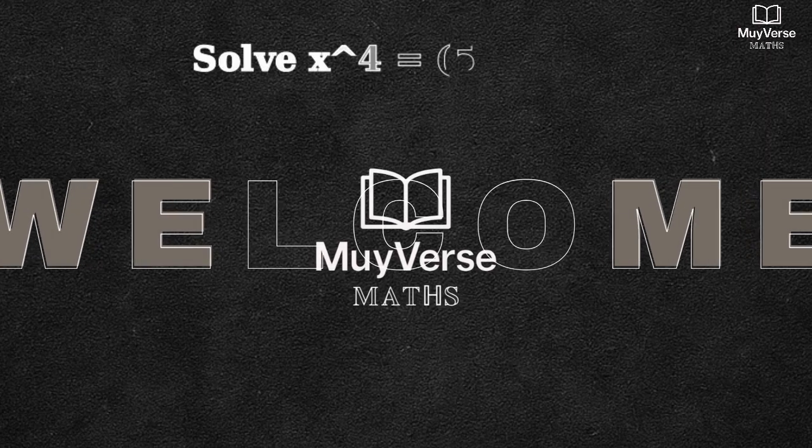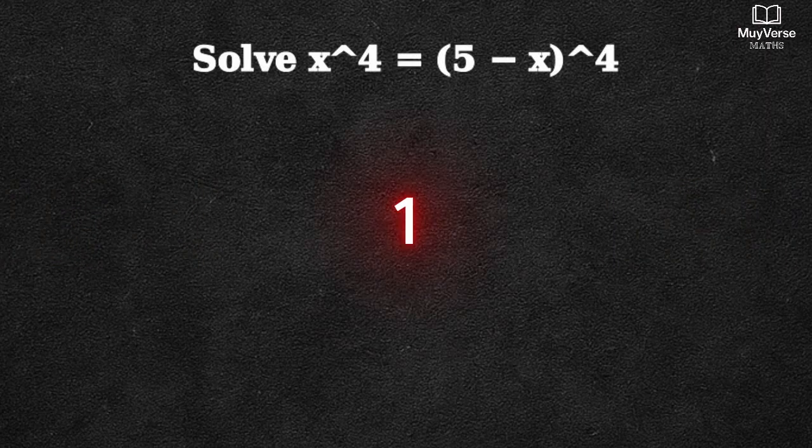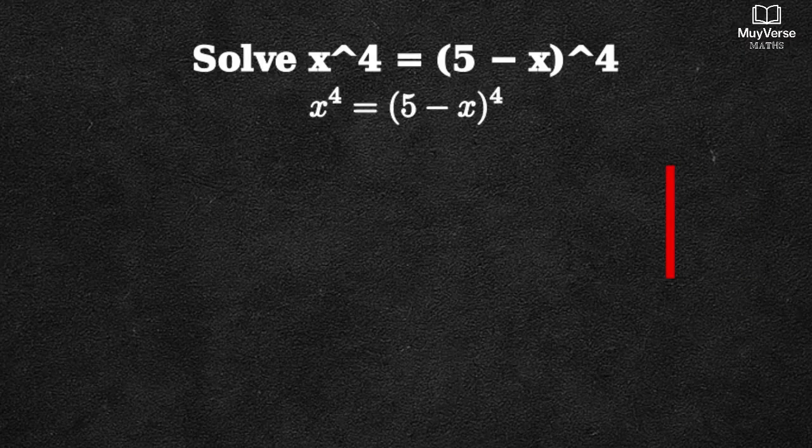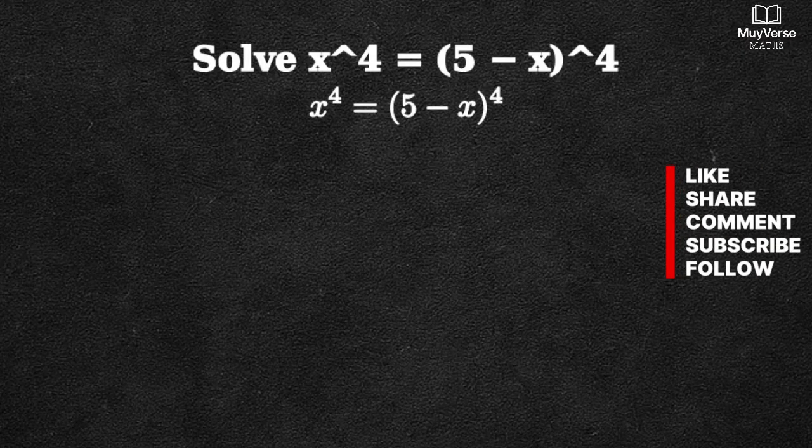In this lesson, we will solve the equation x to the fourth equals (5 minus x) to the fourth. We will proceed step by step, and we will also build an intuitive picture of why the answer makes sense. Step 1. Take the square root of both sides to reduce the fourth power to a second power.